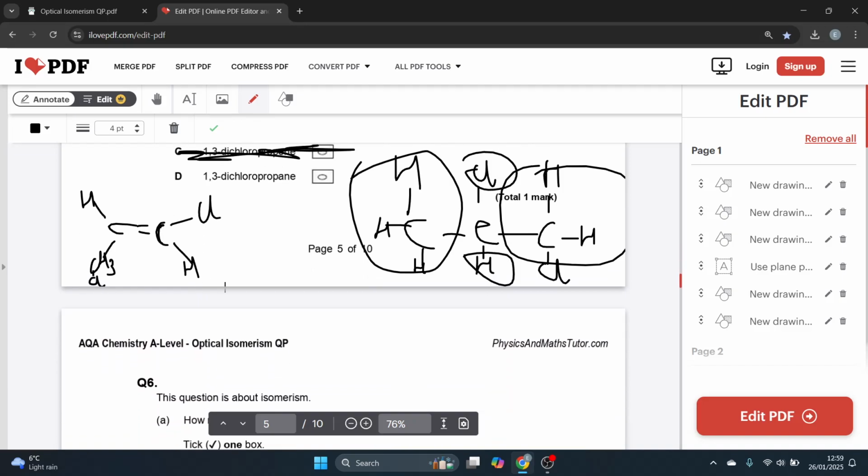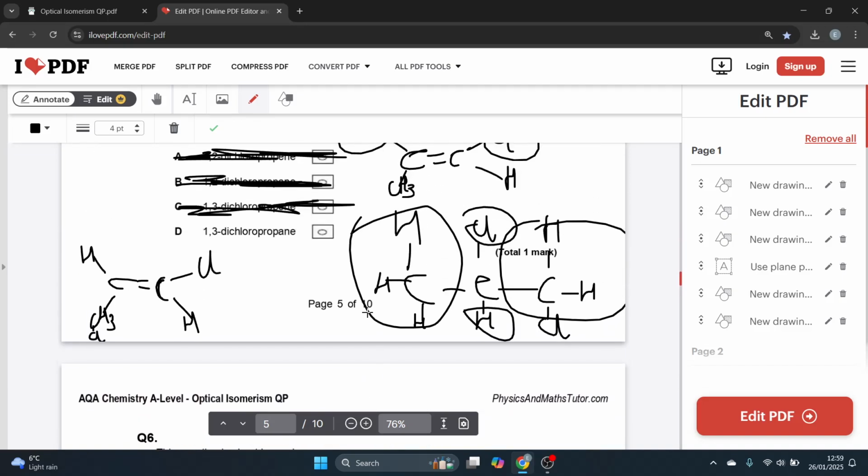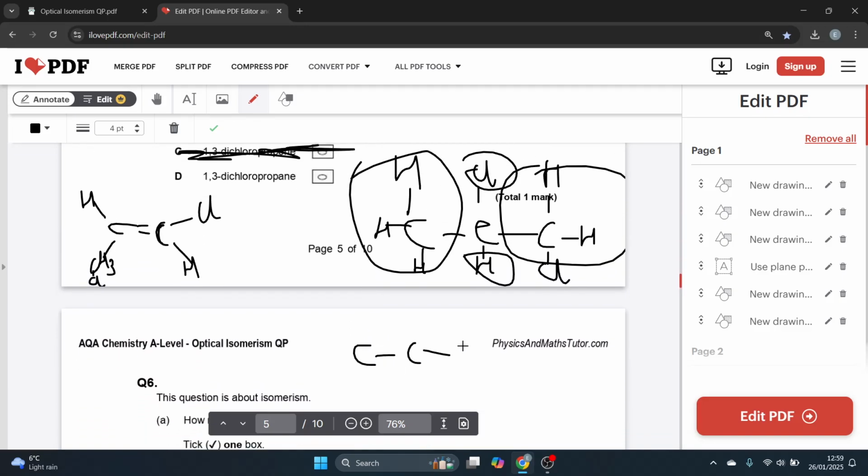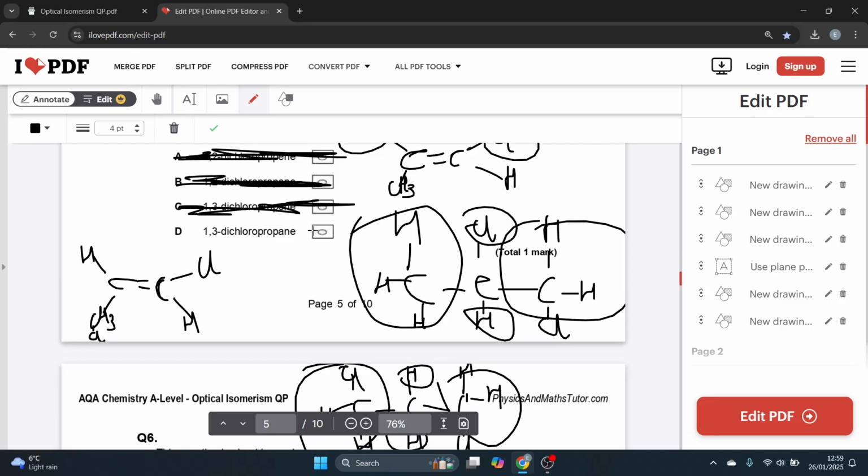And if I look at D, 1,3-dichloropropane: methane, ethane, propane, 1 chloro, 3 chloro. Let's fill it in properly. Yeah, it's not got a chiral carbon. These two are the same, so are these two. Answer's D.